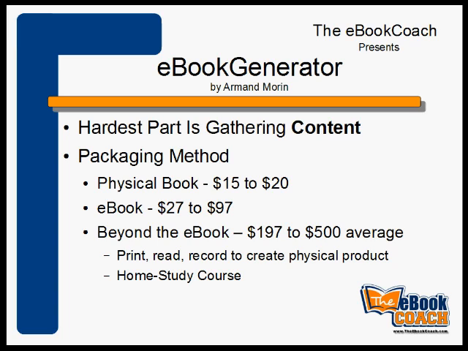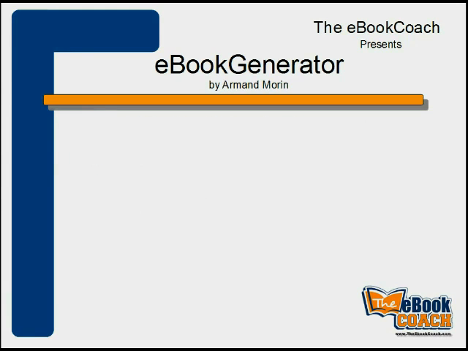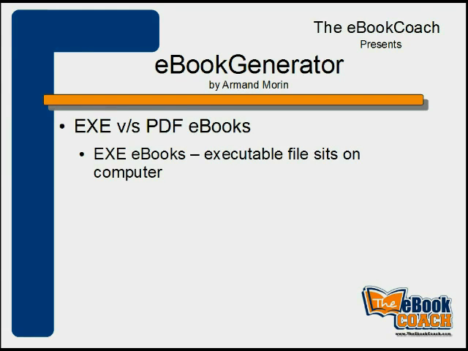Again, $15 to $20 for a physical book, $27 to $97 for an ebook, and then on the physical product, we're talking about anywhere between $197 to as much as, let's say, $500, depending on that information. So now, let's talk about the ebook, because the ebook is something that can be easily done using our existing content.